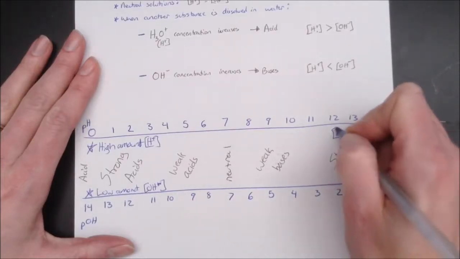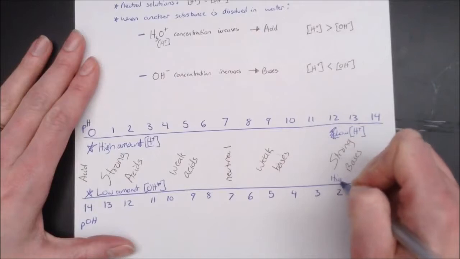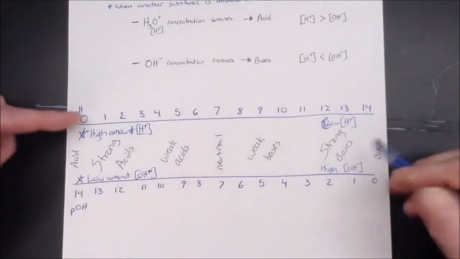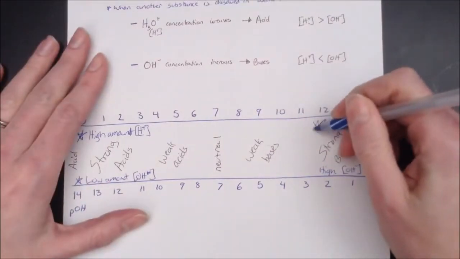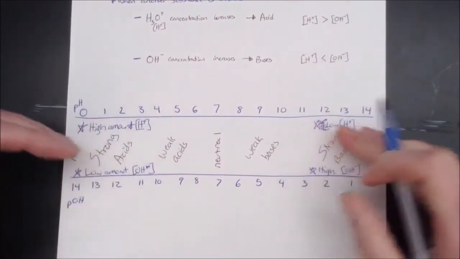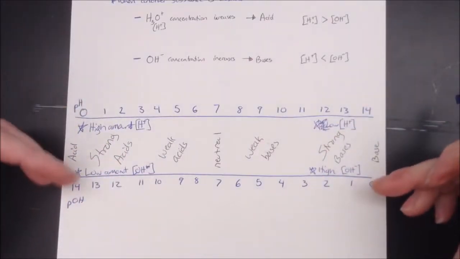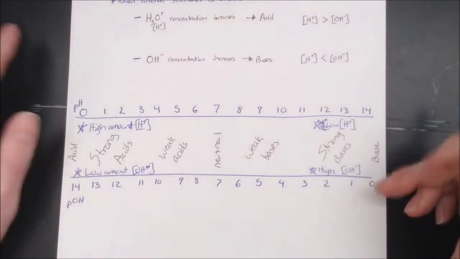I didn't mean to put that in bracket. The bracket goes over there. And here we have a high amount of the OH. Okay, so you can see how they're kind of flip-flopped back and forth, and it might be counterintuitive, and whatever you need to do to be able to remember the organization here on the pH and the pOH scale is what you need to do.